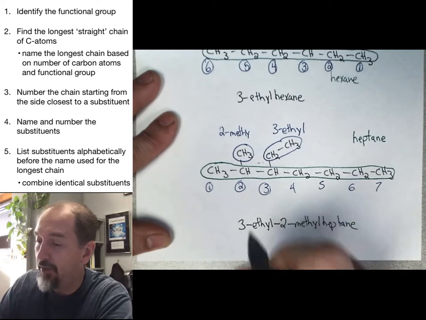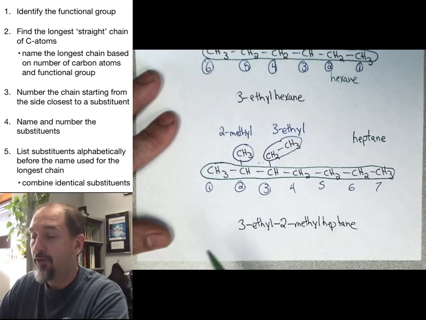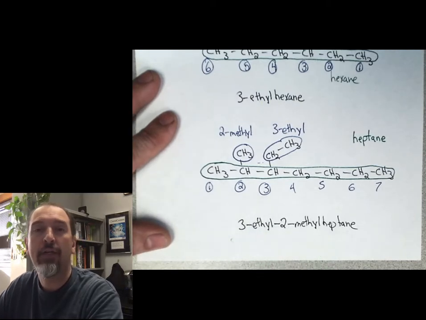Sorry, I missed the L here on this methyl. There we go, methyl. So the full name, 3-ethyl 2-methyl heptane. Okay, again, no spaces in here at all. After a number is a dash and before a number is a dash. So 3-ethyl 2-methyl heptane is the correct way to name this.